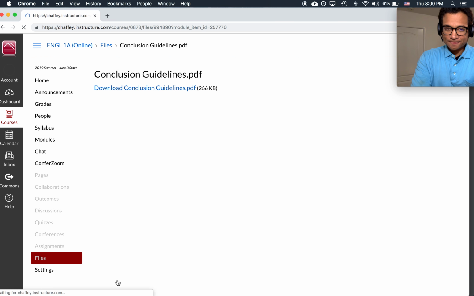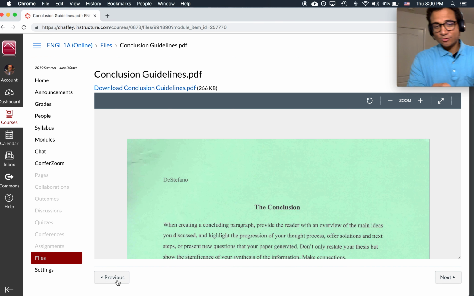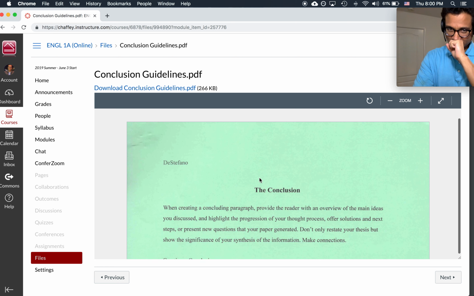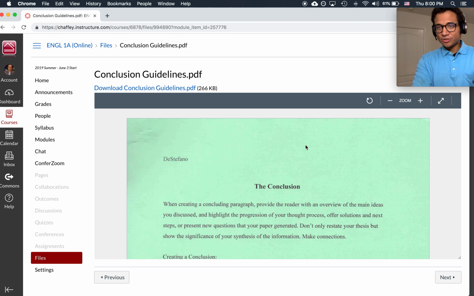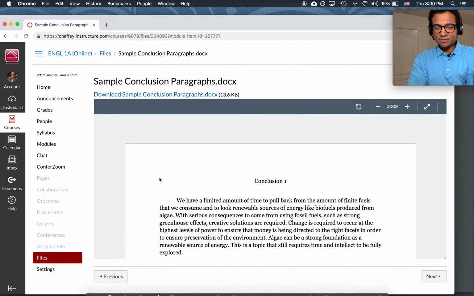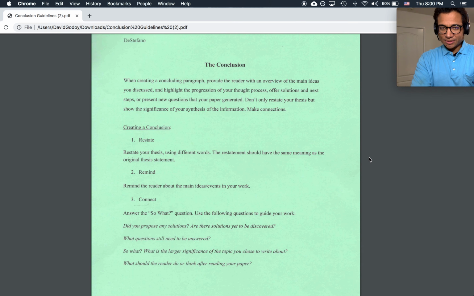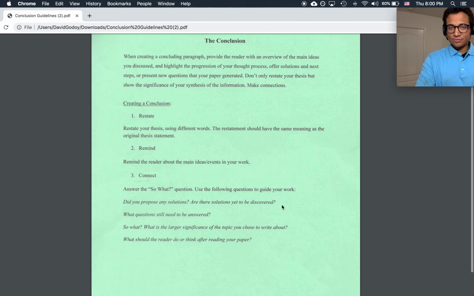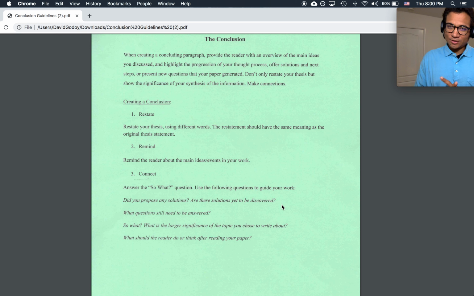And if you go to your Module 2, you'll find this document entitled Conclusion Guidelines. So go ahead and download it just by clicking here. And also download this one here, Sample conclusion, okay? So let's go to this first one, and I'm going to read to you what it says, and then we'll talk about it. And I actually found this left behind in the classroom, and I think it's brilliant and super helpful.